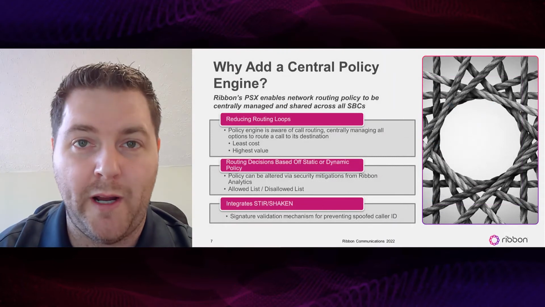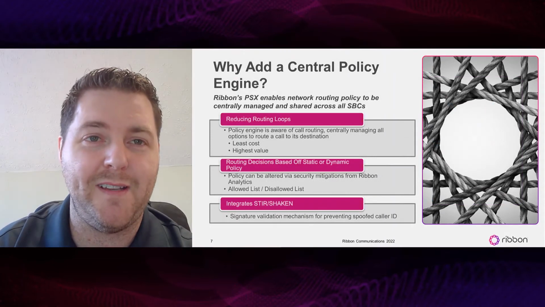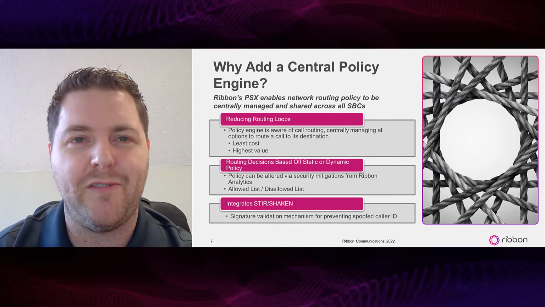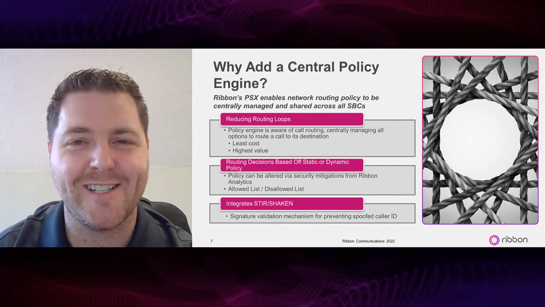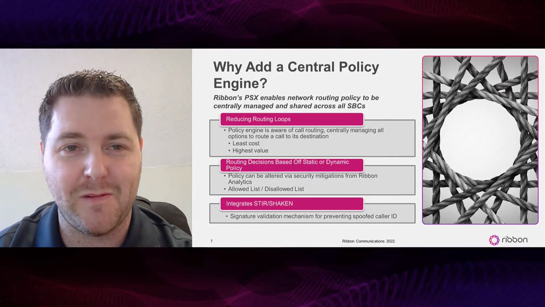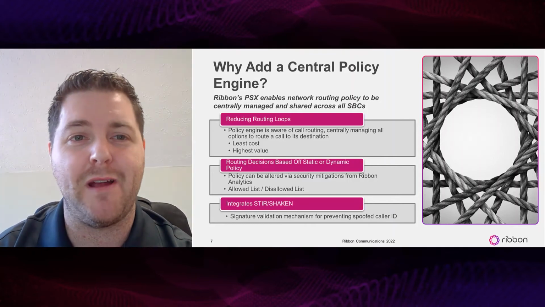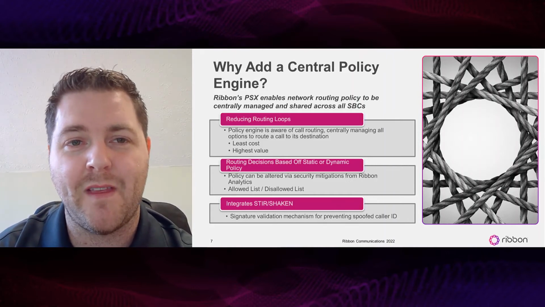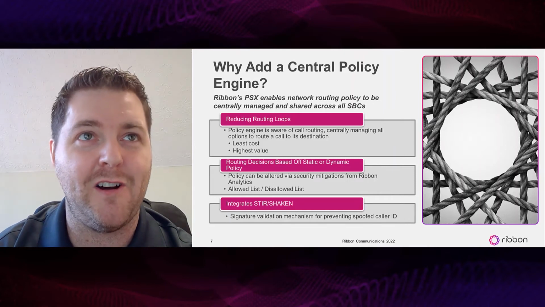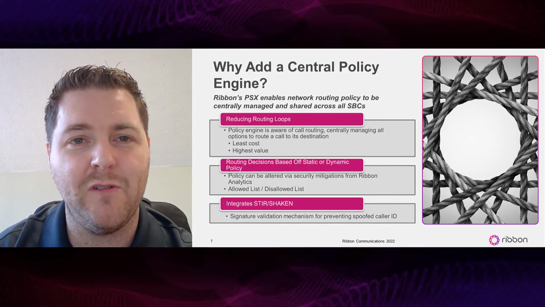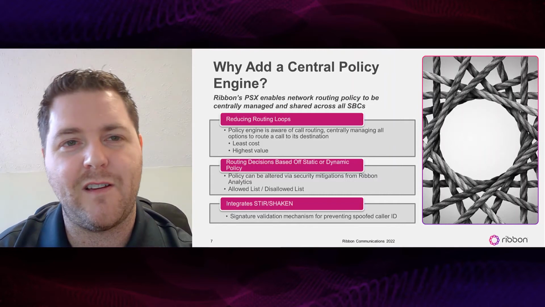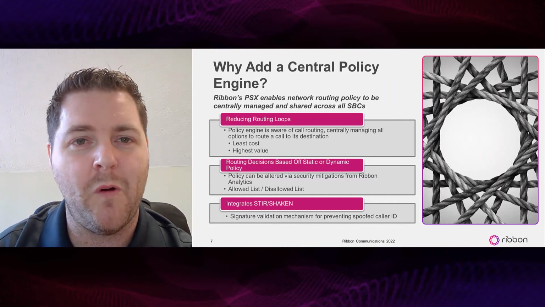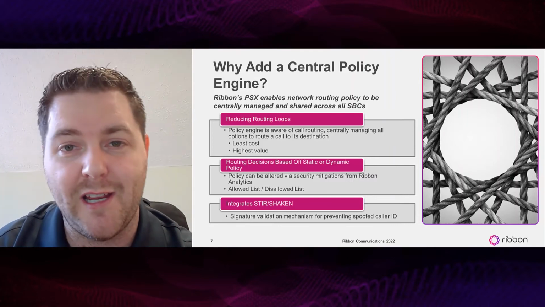So an SBC is great, but if you have a bunch of SBCs and a couple PBXs in different locations, a great way to simplify your policy and decrease your configuration time is to throw in a central policy engine. Ribbon's PSX has the ability to make routing decisions in your network through a static or dynamic policy. You can use least cost or best value routing to route calls to their destinations based on how you prioritize your network or make changes through security mitigations.